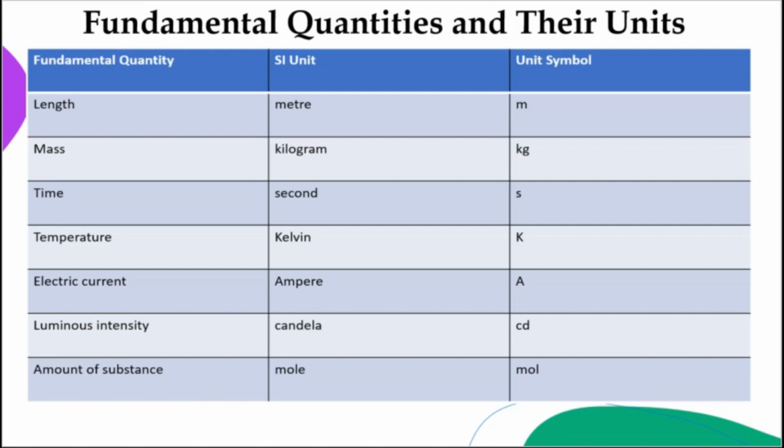Electric current is in ampere. Luminous intensity is in candela. Amount of substance is mole. Okay, so you might be wondering, if there are other ways of measuring these quantities, take for example meters.